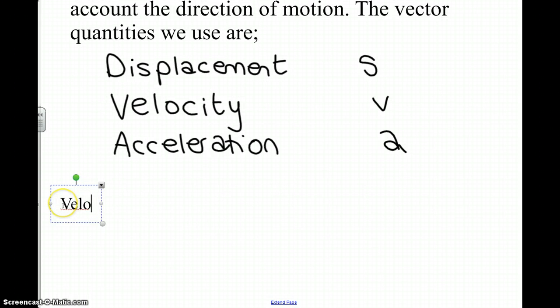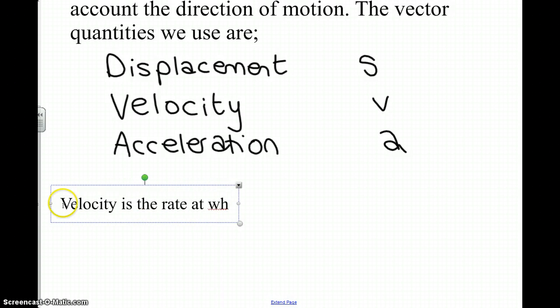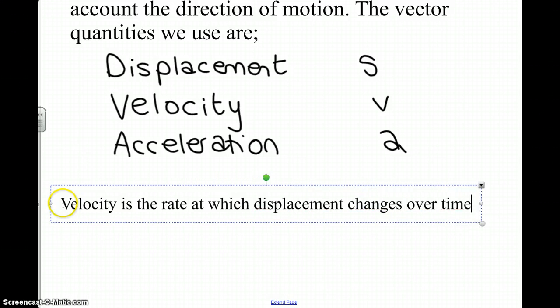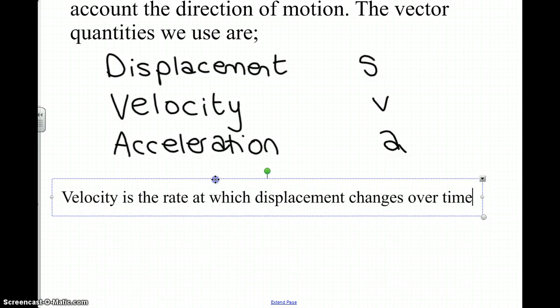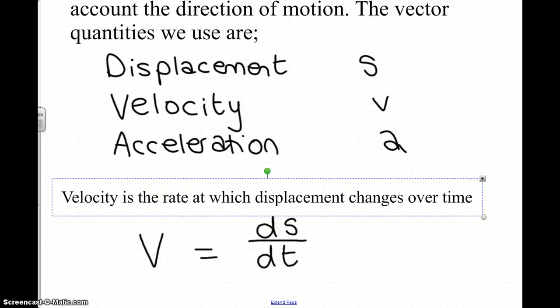What we know is that velocity is the rate at which displacement changes over time. Now hopefully that rate of change of something will ring a bell with you, and it's what we've just been doing in lessons, all this differentiation. And what that's saying is that the velocity is ds, the rate of change of displacement, with respect to time, dt. So that is how we find the velocity, ds by dt. We differentiate the displacement.